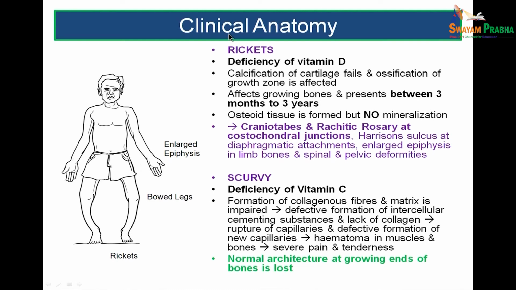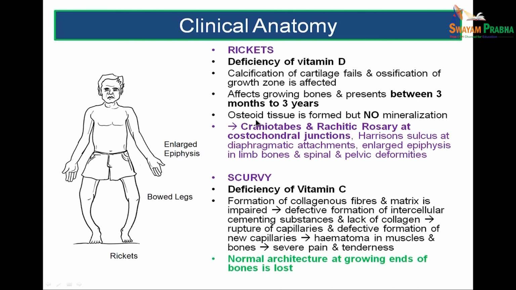Rickets. Rickets is a deficiency of vitamin D. Calcification of cartilage fails to occur. Ossification of the growing ends of bone is affected. This presents between 3 months to 3 years. So, I think if we remember the digit 3, we will remember when rickets affects persons between the age of 3 months to 3 years.